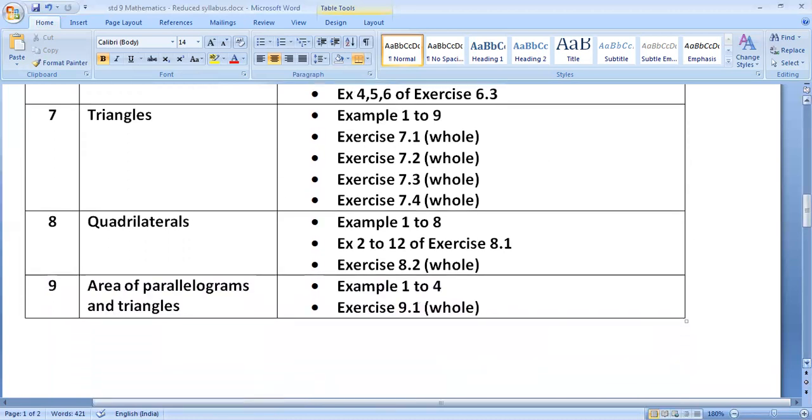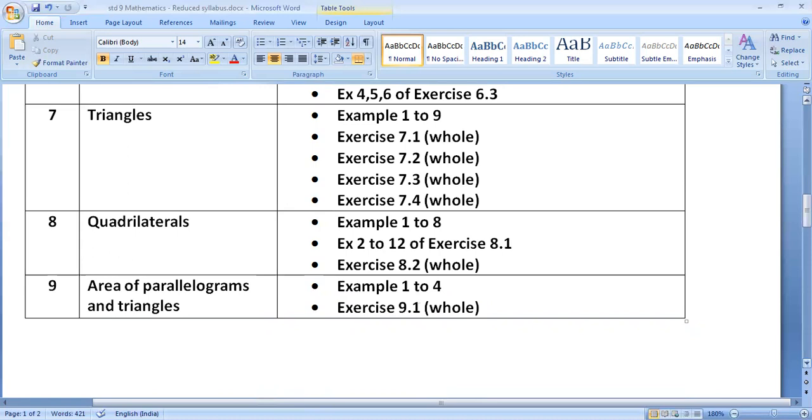Let's go ahead. That is chapter number 8, quadrilaterals. 8.1, the introduction part, page number 135, is included. Page number 136, 8.2, angle sum properties. The angle sum property of a quadrilateral is included. Page number 137, types of quadrilaterals, most important, included.